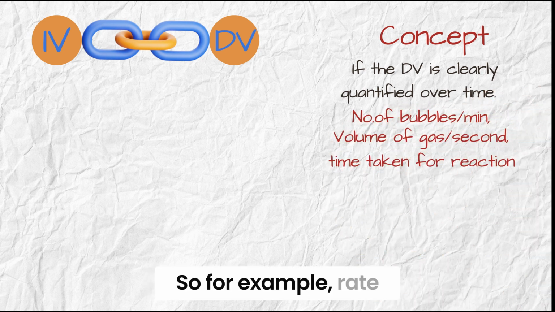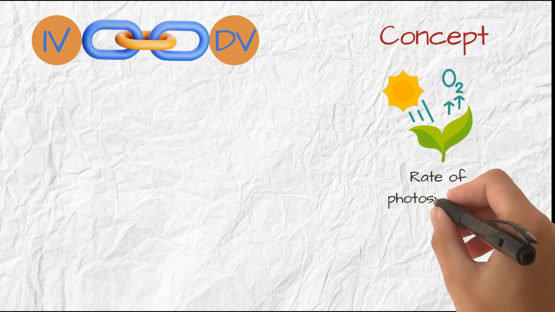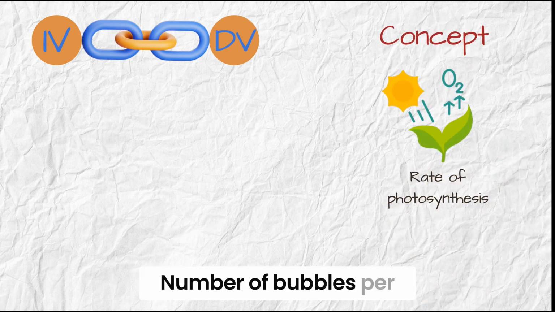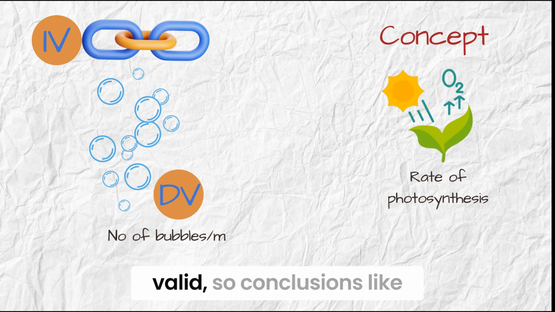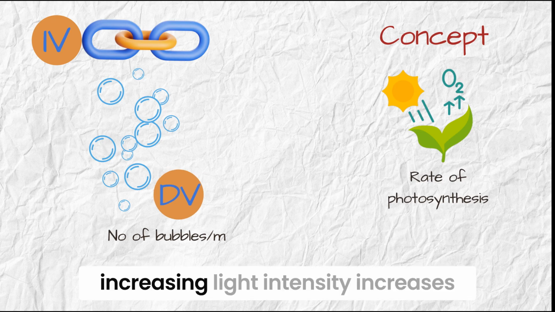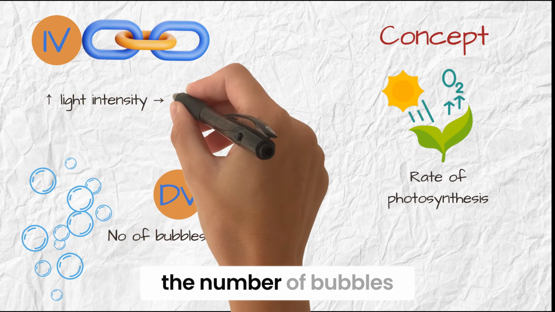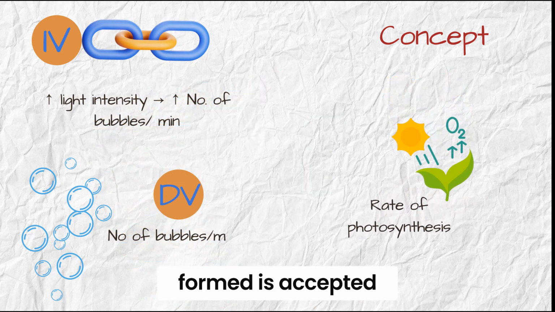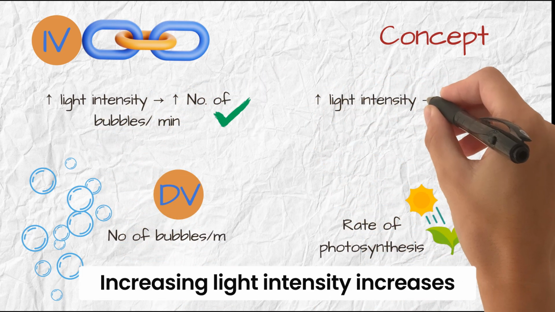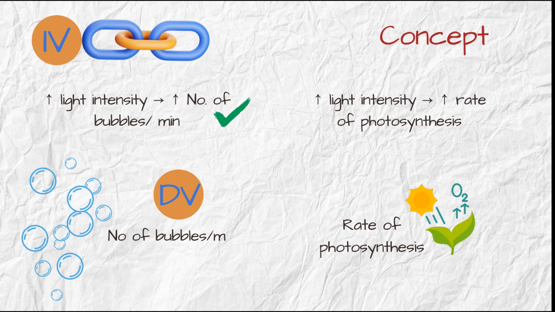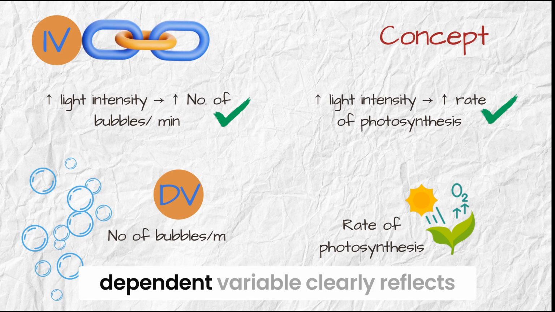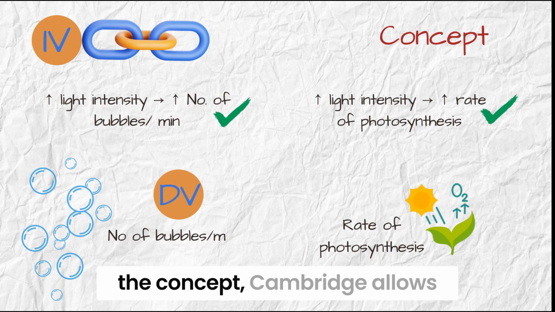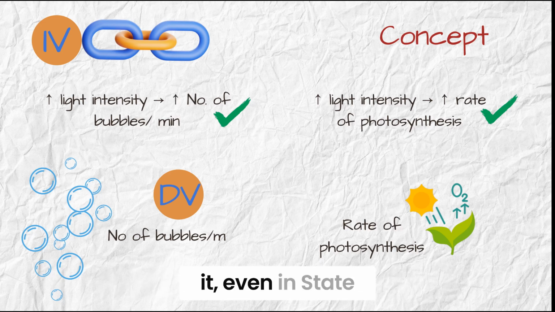So for example, rate of photosynthesis, it is the concept. Number of bubbles per minute, it is the dependent variable. Both of these are valid. So conclusions like, increasing light intensity increases the number of bubbles formed, is accepted. Increasing light intensity increases the rate of photosynthesis, is also accepted. Both get the mark. As long as the dependent variable clearly reflects the concept, Cambridge allows it, even in state a conclusion.